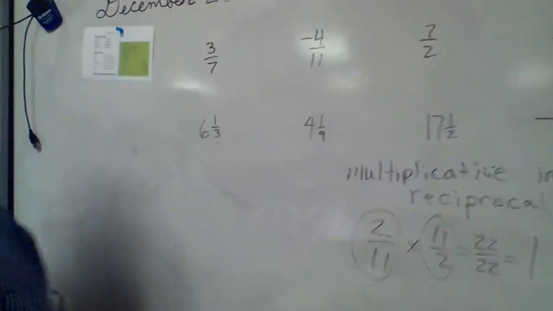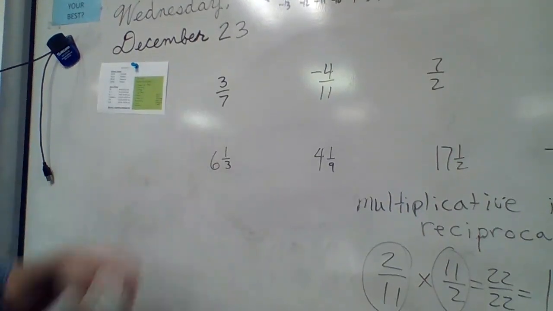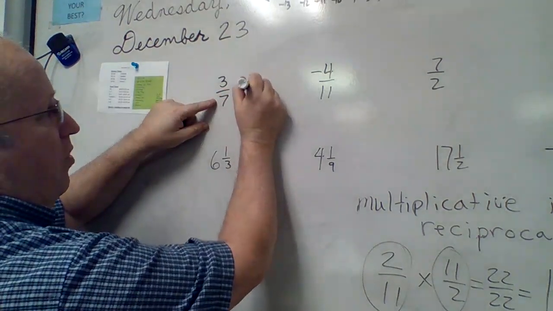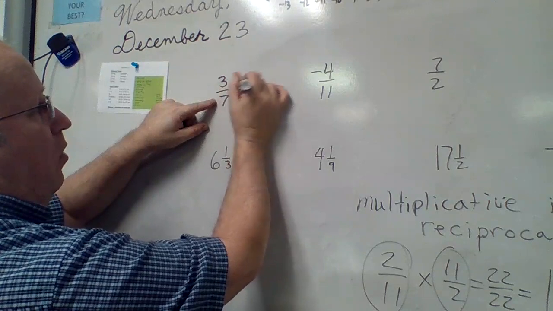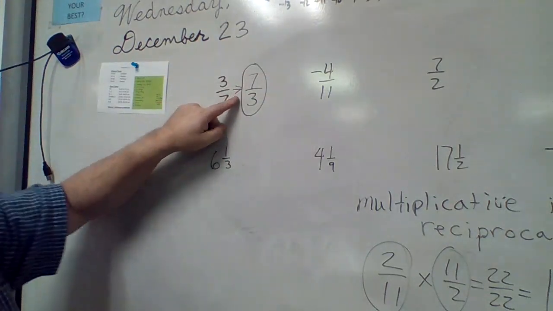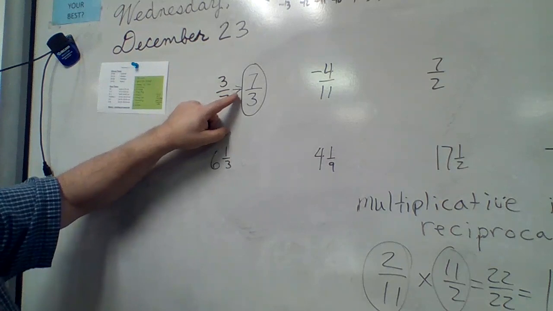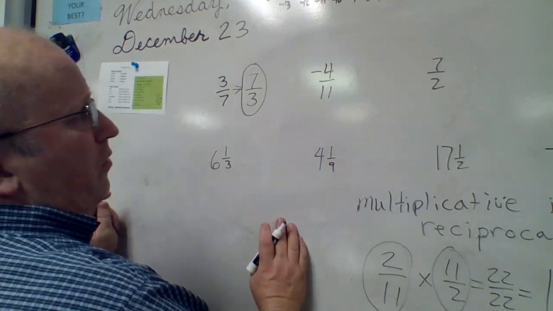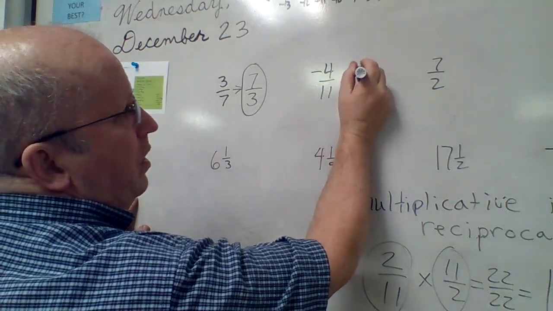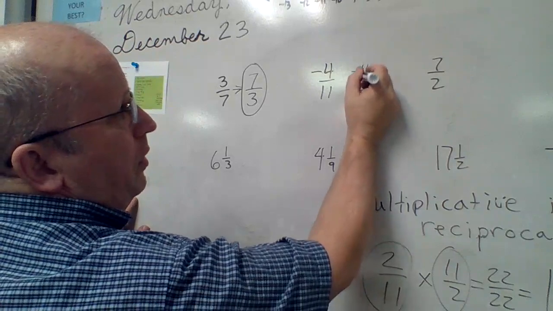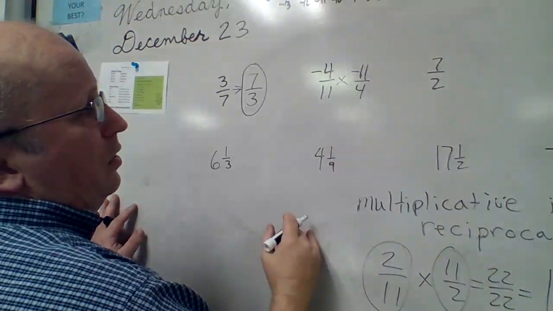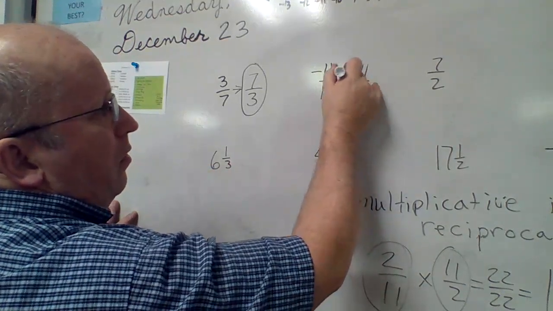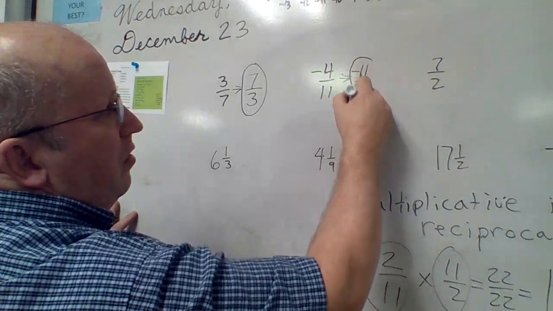Let's try it with some numbers up here on the board. Can you tell me what the multiplicative reciprocal of 3/7 is? If you said 7/3, you would be right. Now, notice I'm not putting an equal sign here. I'm putting an arrow because 3/7 is not equal to 7/3. We're just trying to find the reciprocal. What would the reciprocal of -4/11 be? Well, wouldn't that be -11/4? Because if I multiply these two together, I would get the number 1. So the reciprocal of -4/11 is -11/4.